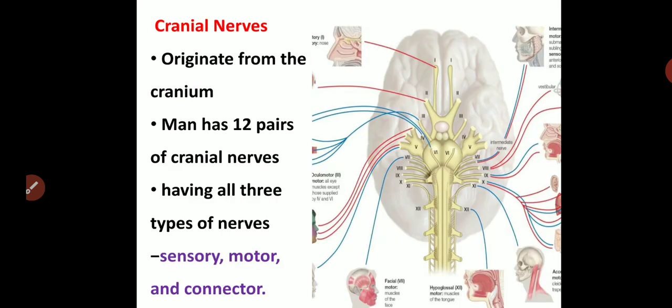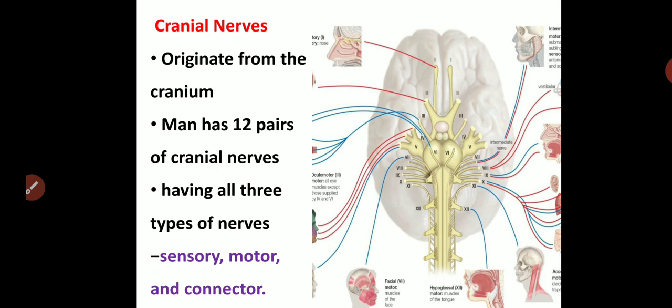The cranial nerves. Those nerves which arise from the brain are called cranial nerves. There are 12 pairs of cranial nerves. As you can see in the diagram, the cranial nerves originate from the base of the brain. And they go to various other parts of the body, mainly the major organs. Now, these cranial nerves can be either sensory nerves, motor nerves or mixed nerves.